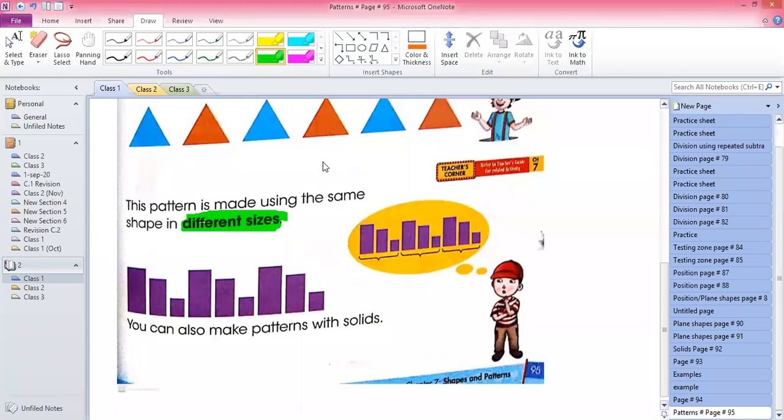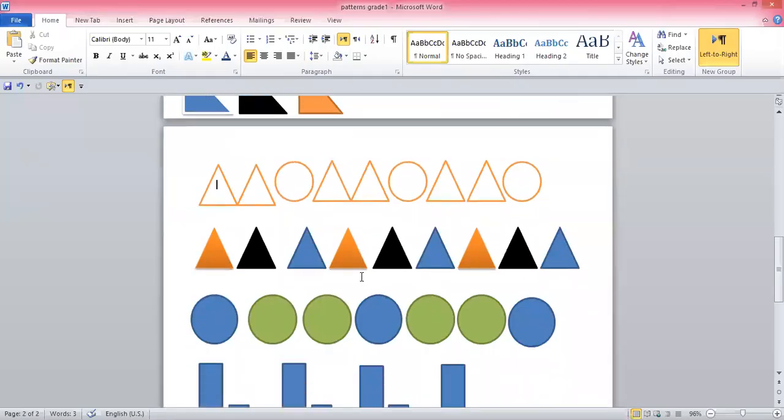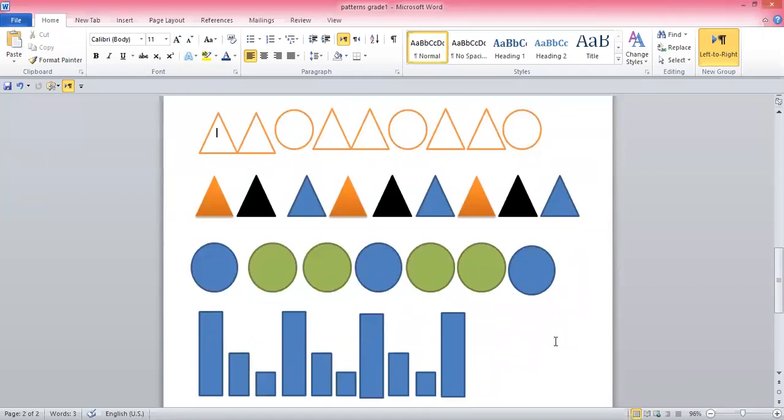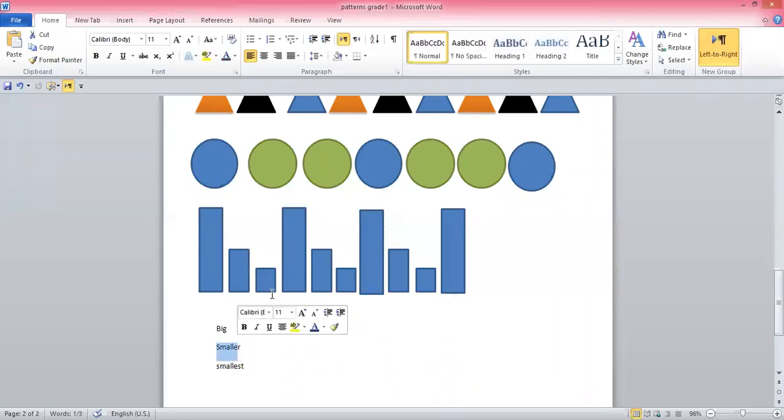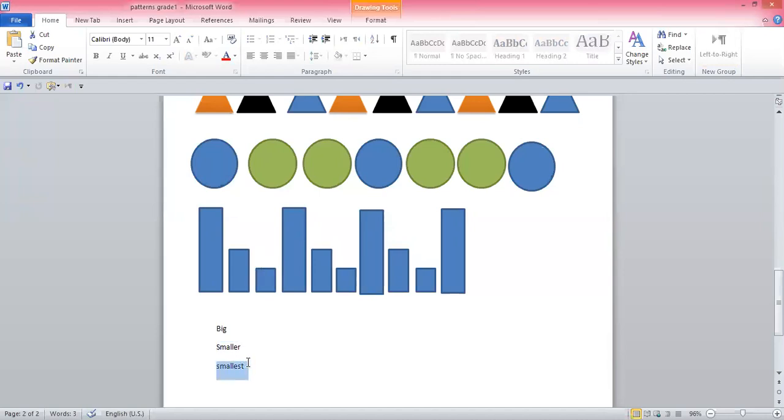Okay, so let's move to our practice sheet again. Look here, I make a pattern here for you. This is big, this is smaller, this is the smallest. Big, smaller, smallest. Big, smaller, smallest. Big. Look here. This you will say is big. This you will say is smaller. And this you will say is smallest. Now you have to tell me in the chat box, after this rectangle, which will come next? Big, smaller or smallest?